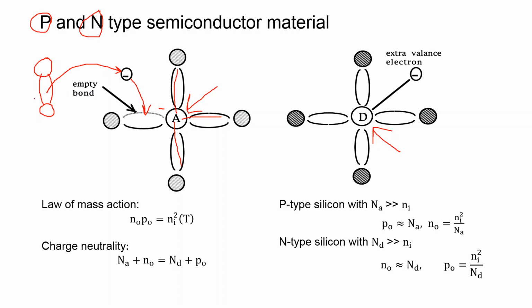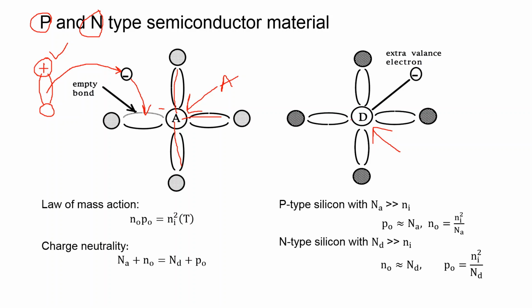So this electron has left the bond, that means a hole will be left behind. So what is the net result? The net result is that as we have added the acceptor atom here, a hole is created here. So if we add n number of acceptor atoms, we'll get n number of holes.